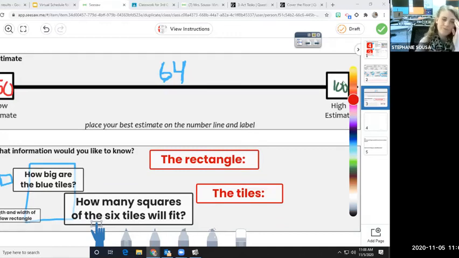There you go. All right, so I'm going to give you some information about the rectangle, and I'm going to give you some information about the tiles, okay? I'm going to share my screen with you, and then we are going to write down the information, okay? All right, here we go.